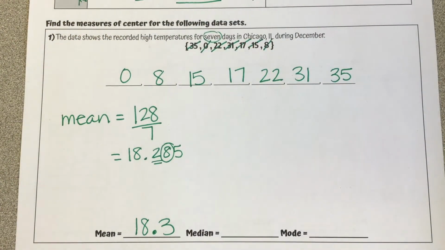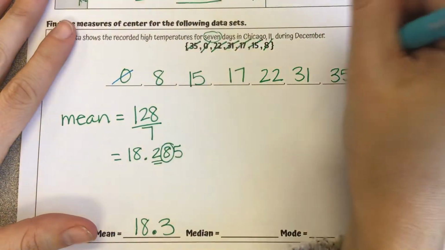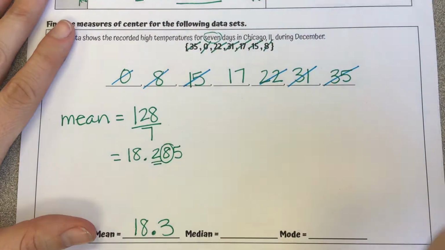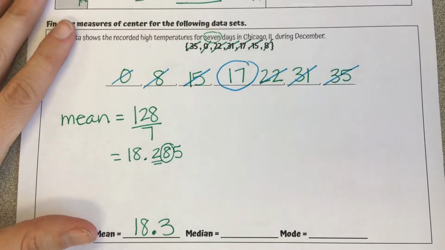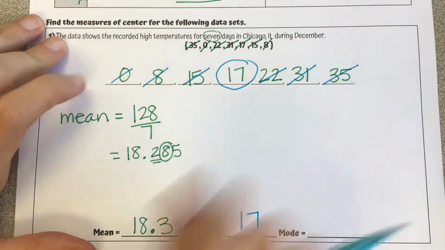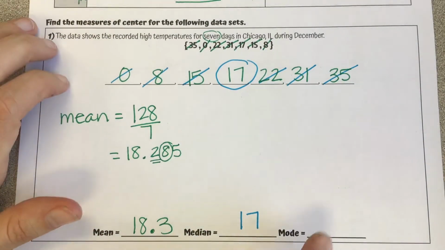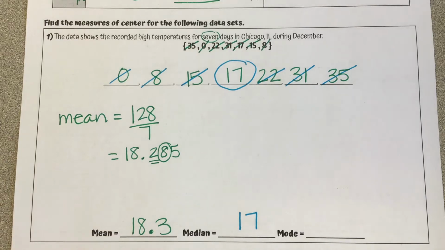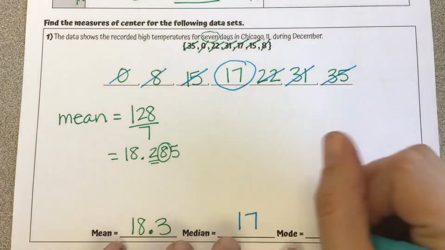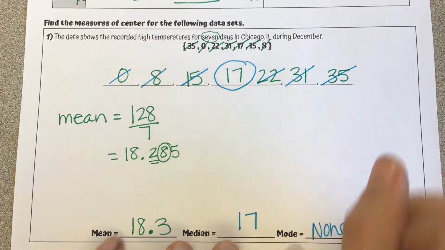All right, now let's go ahead and cross off till we get to the middle. So I'm going to cross off lowest, highest, lowest, highest. I always have to do that in pairs. Lowest, highest. I am finally left with one number in the middle, so our median is 17. That's a value in between 0 and 35. And then mode is what occurs the most often. So first we should be looking, does anything duplicate here? No. So there is no mode.